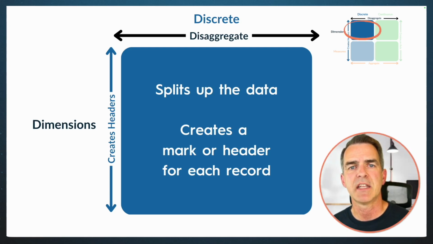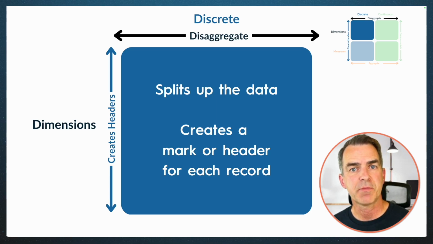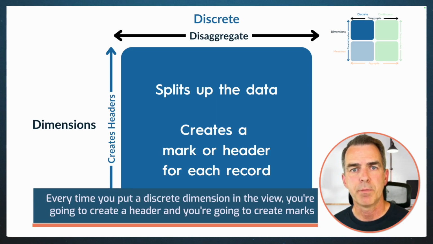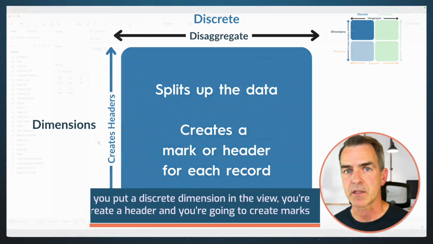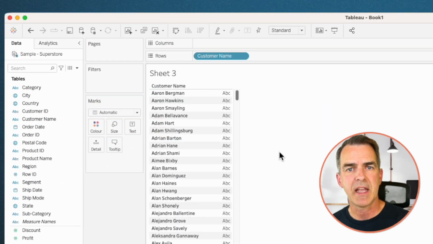Let's start in the upper left-hand side with our discrete dimensions. This is typically the way that a blue field is going to be used. It's going to be used to create headers and to split up the data. Every time you put a discrete dimension in the view, you're going to create a header and you're going to create marks.